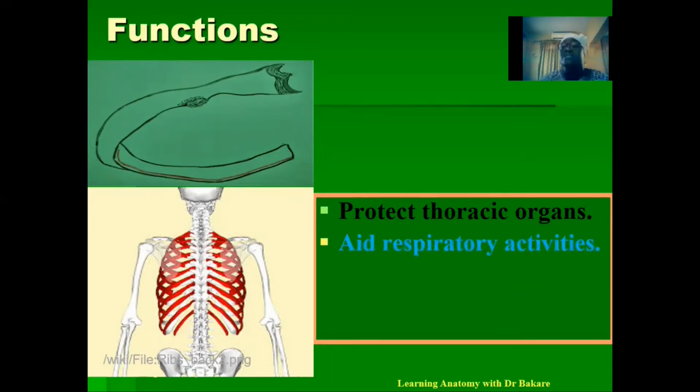We've said that during respiration, the thoracic cage undergoes some form of expansion and also contraction, depending on the situation at hand, whether it is inspiration or expiration. So the ribs, because they are connected to the costal cartilages at the anterior end, which are capable of undergoing some form of expansion, aid this process. They also contribute to expansion of the thoracic cage, which means that they contribute to the process of respiration.